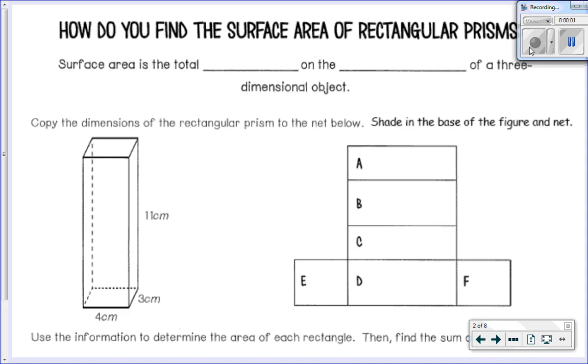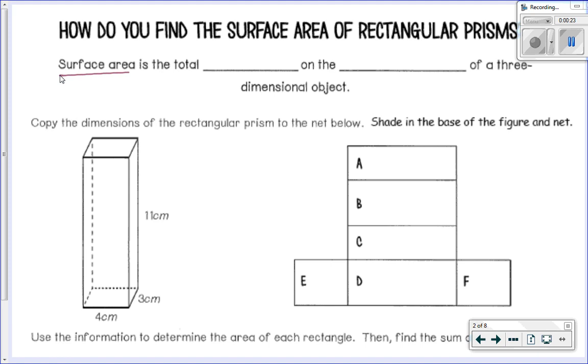All right, so today we're going to be solving for the surface area of a prism's net. Okay, so we're going to look at rectangular prisms, triangular prisms. A cube is also a prism. So surface area. So what is surface area?